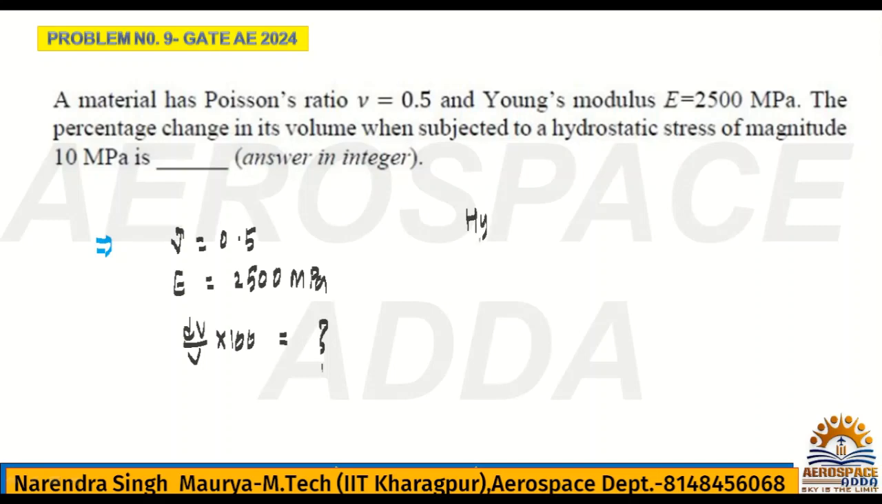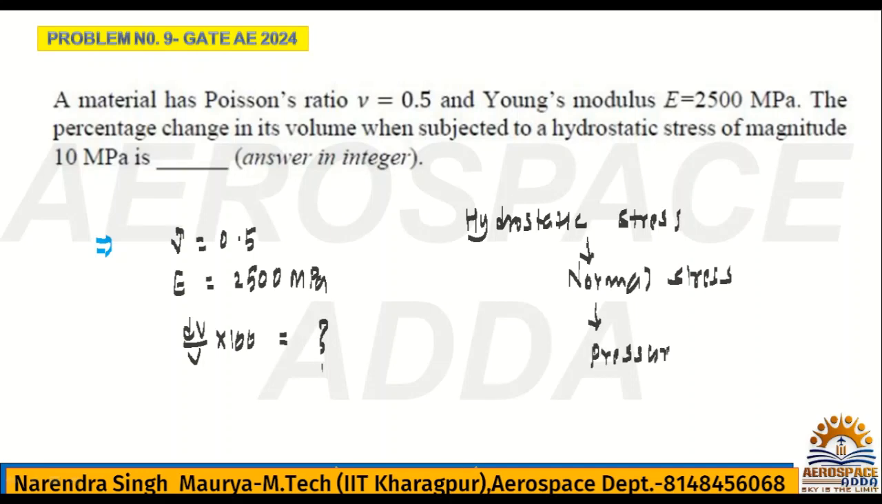What is hydrostatic stress? Remember, it is a normal stress. Hydrostatic stress will never be a shear stress. Hydrostatic means water in a static condition. Once it is in a static condition, there is no shear. Only when the fluid is flowing will shear stress exist. Otherwise, in a static condition, only normal stress will exist, and this normal stress is nothing but pressure. Okay, done. The magnitude of this pressure they have given is 10 megapascal.